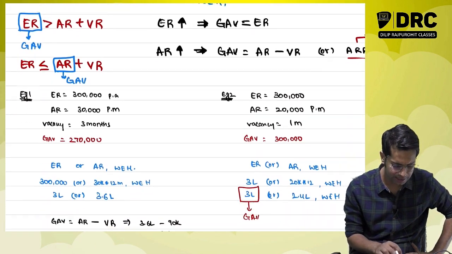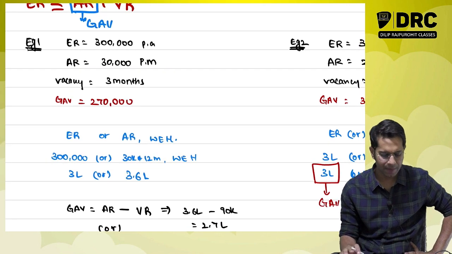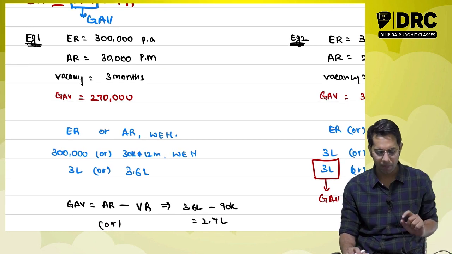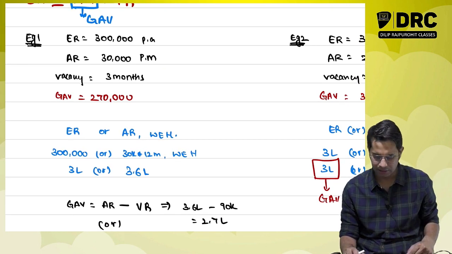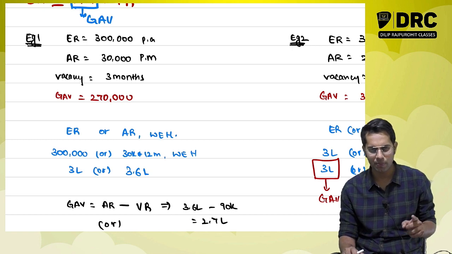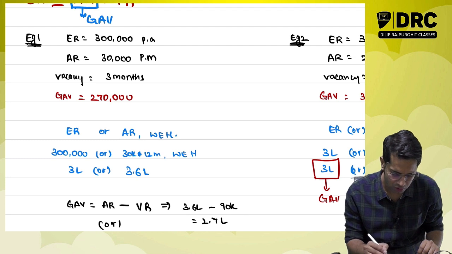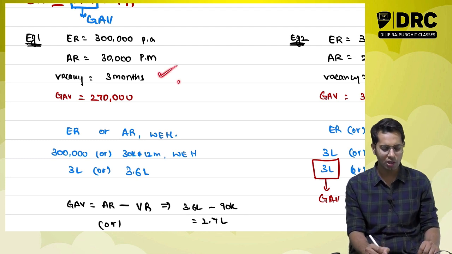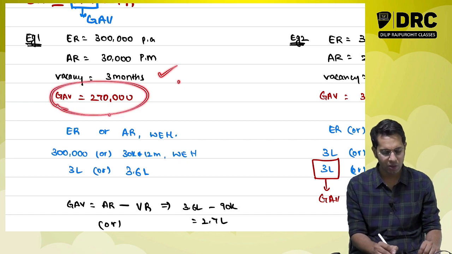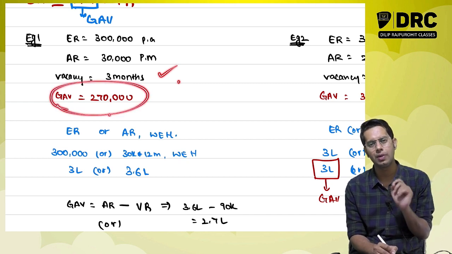Let me just give you an example. Example number 1: I had let out the property, my expected rent is 3 lakh rupees. I had let out the property for 30,000 rupees per month, and the property was vacant for a period of 3 months. So what will be my gross annual value? My gross annual value will be 2,70,000.